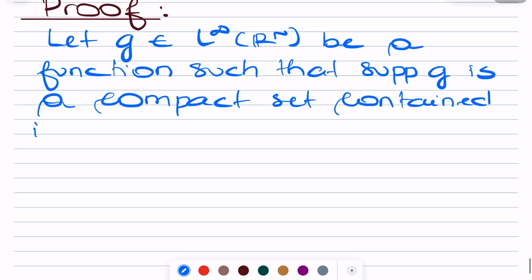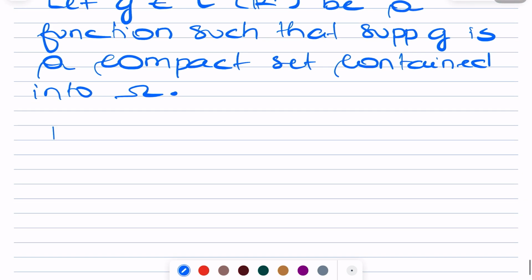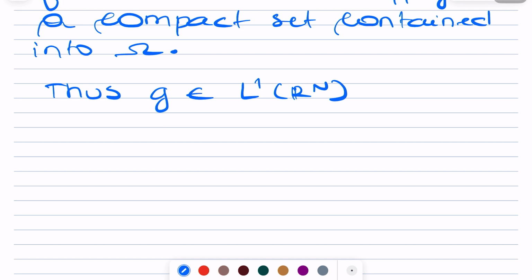Containing into omega. You agree with me that in that case, if you have a bounded function with compact support, then that function is actually in L1 of Rn. Now, you can check that, right? It's a very nice exercise for you.